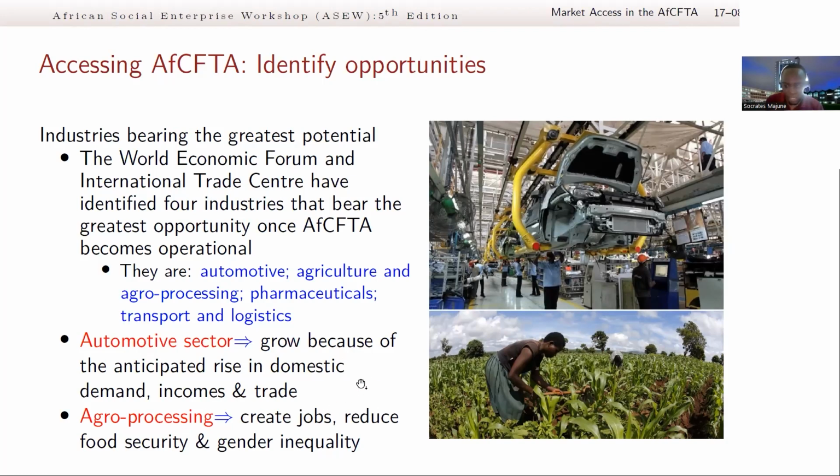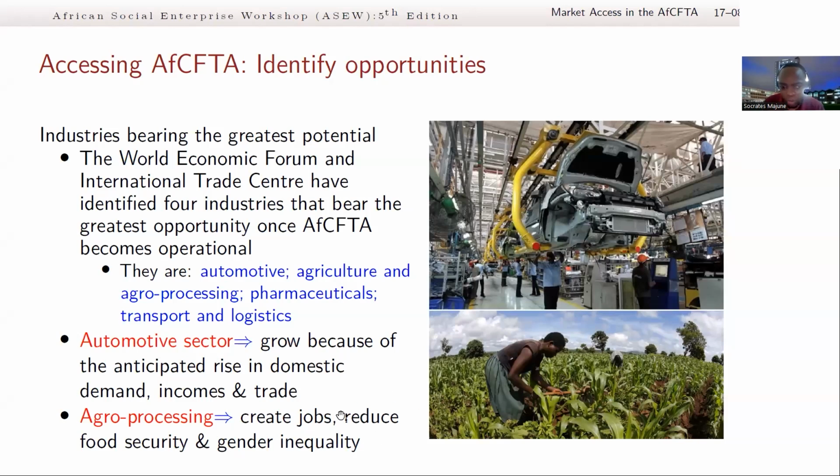The agro-processing sector, or rather the agricultural sector, first of all, agriculture has one of the key, most of African countries have a comparative advantage in agriculture. So by boosting this sector, for instance, if you are a social enterprise, which idea is in the agro-processing, but then you are more interested in, for instance, reducing the gender inequality, then this is one of the sectors that really bears a great potential of doing that.